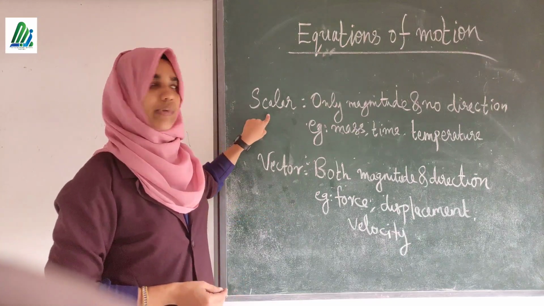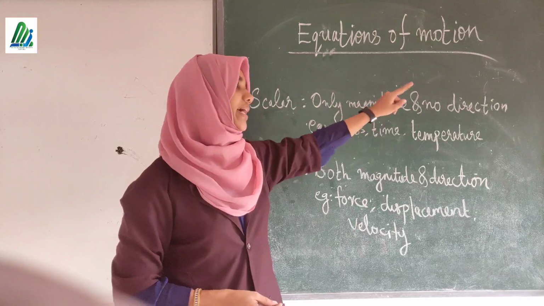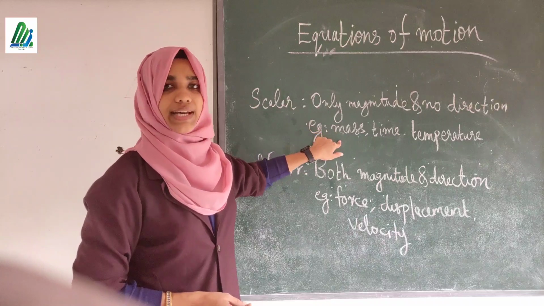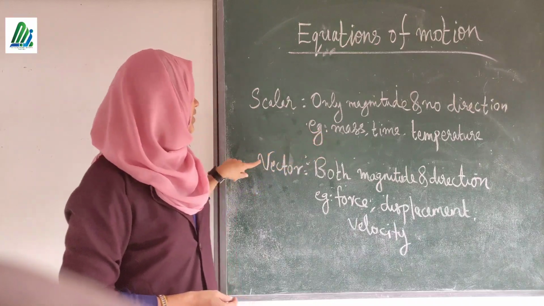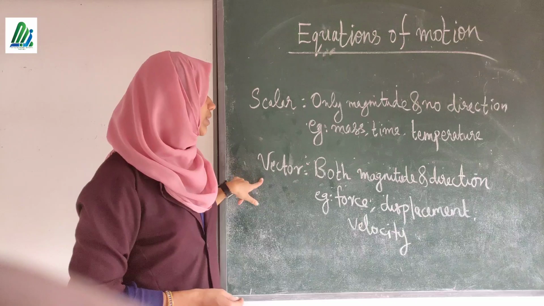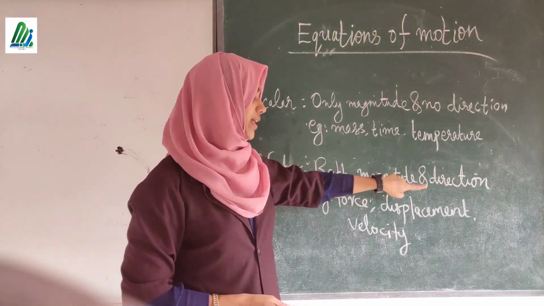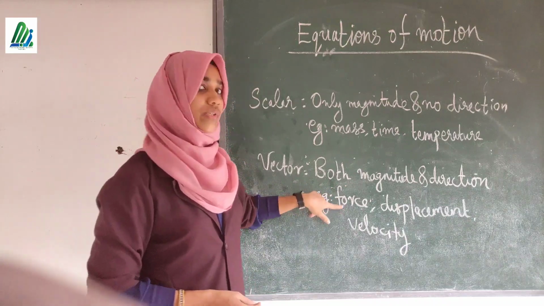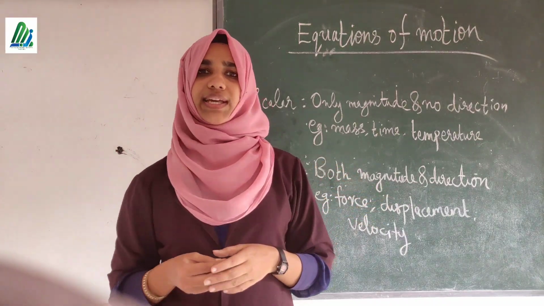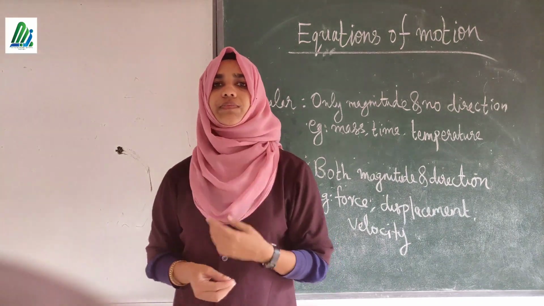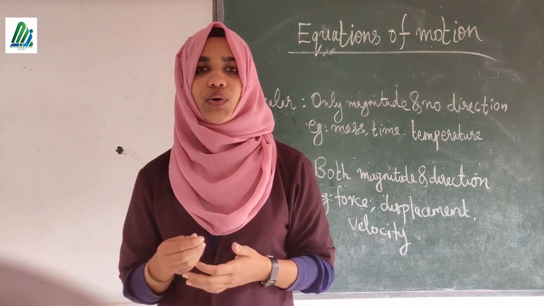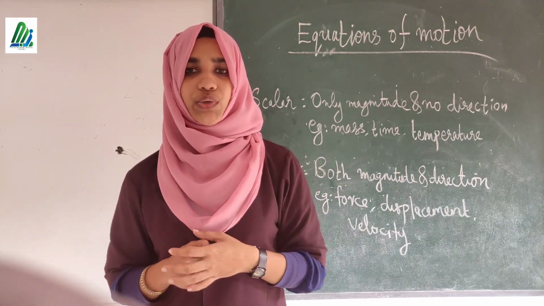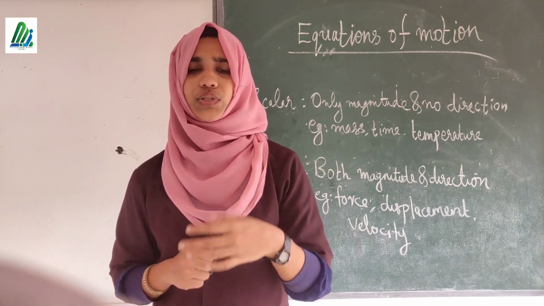Scalar quantity means it has only magnitude and no direction. Examples for scalar quantity are mass, time, temperature, etc. Then what do you mean by vector quantity? Vector quantity has both magnitude and direction. Examples for vector quantity are force, displacement, velocity, etc. So we can say scalar quantity has only magnitude and vector quantity has both magnitude and direction. I think all of you got it.